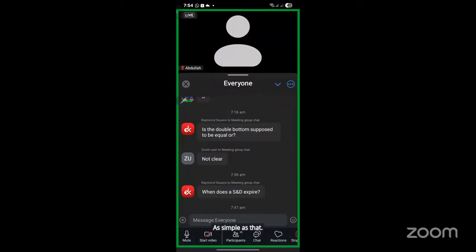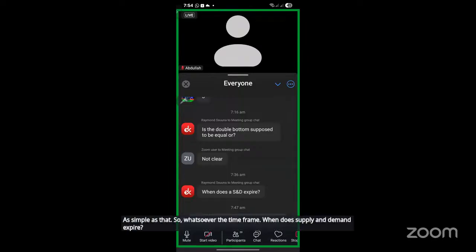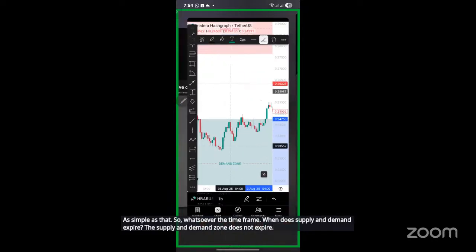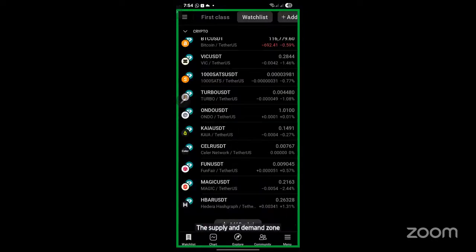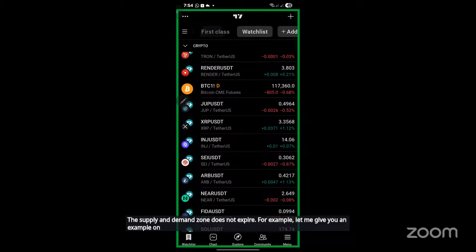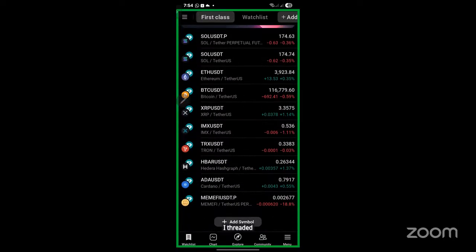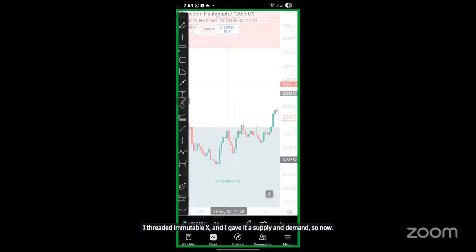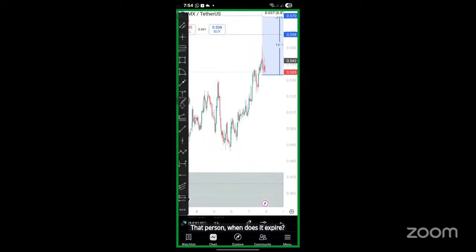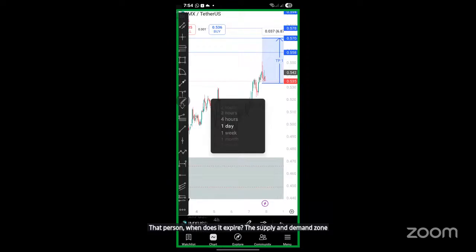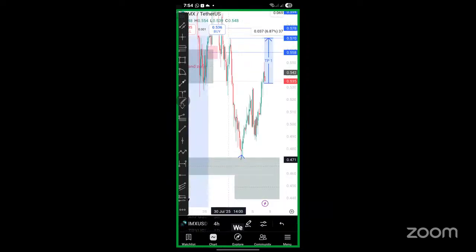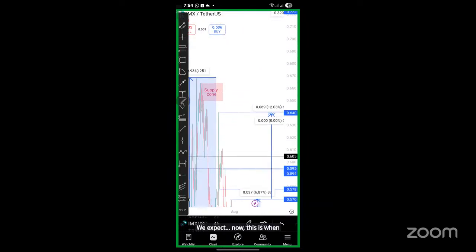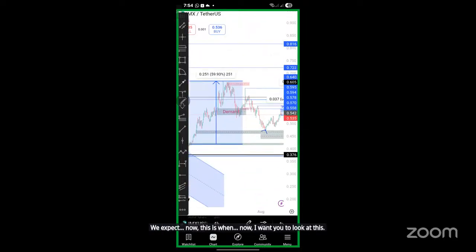So whatsoever the time frame, when does supply and demand expire? The supply and demand zone does not expire. For example, let me give an example on Immutable X. I traded Immutable X and I gave it a supply and demand zone. When does it expire? The supply and demand zone will not expire. Now I want you to look at this. Look at what I did here, okay?